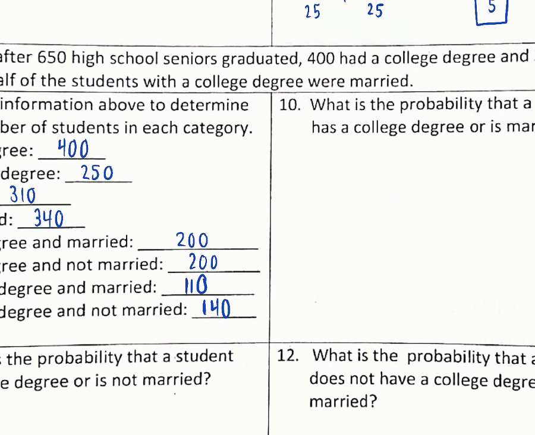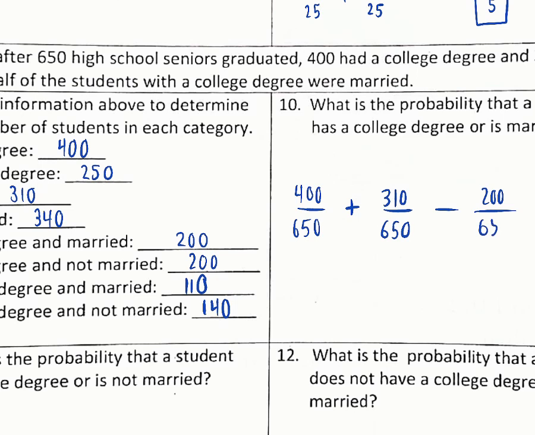What is the probability that a student has a college degree or, adding, right, or is married? Okay, so first, how many have a college degree? 400 out of 650, right? What's the second category? Married. How many were married? 310 out of 650. Now listen, here's the thing. Is that mutually exclusive or is that inclusive? Are there people who are college and married? Yes. Then those have to be subtracted. How many are college and married?